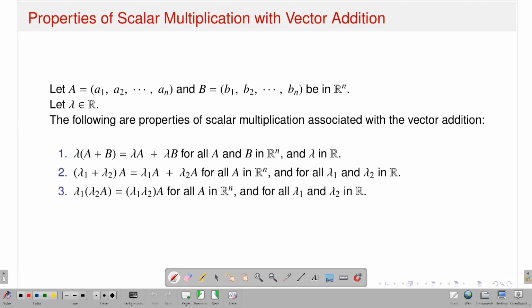The third property is that the scalar multiplication of lambda 1 with the vector lambda 2 A is equal to the scalar multiplication of lambda 1 lambda 2 with the vector A, for all A in Rn and for all scalars lambda 1 and lambda 2. The last property: the real number 1 belongs to R, and the scalar multiplication of 1 with A is equal to A for all A in Rn.